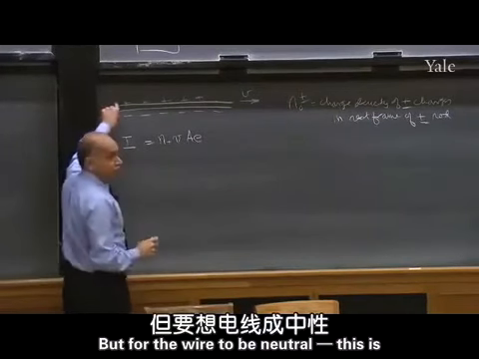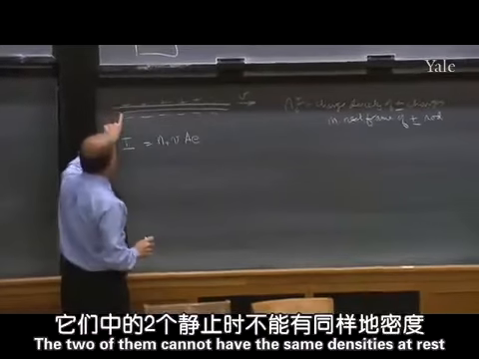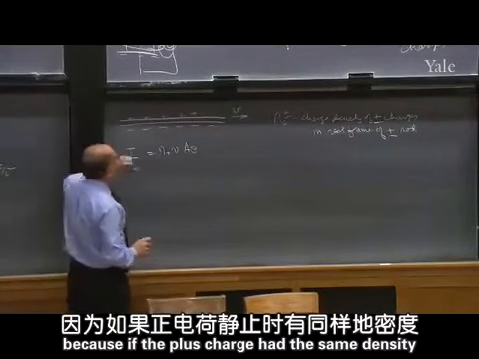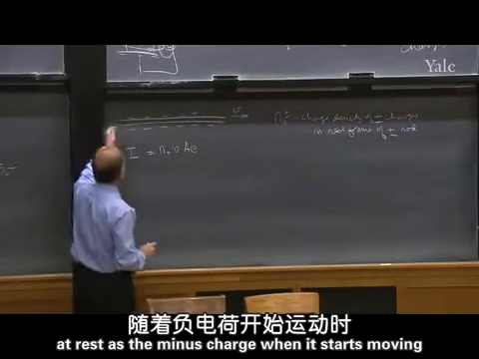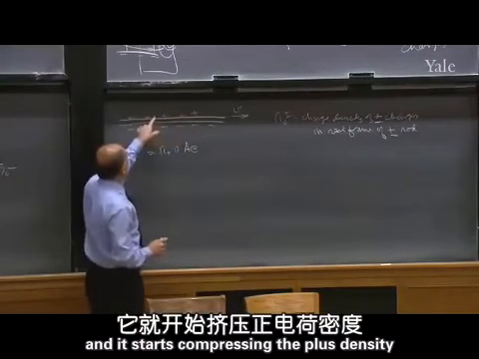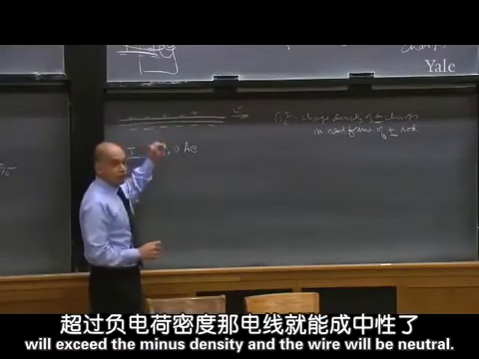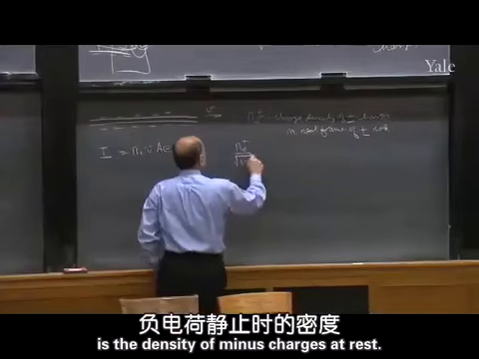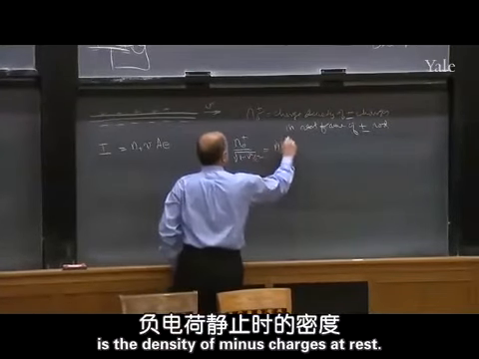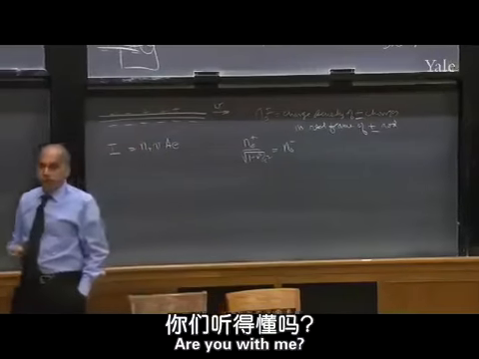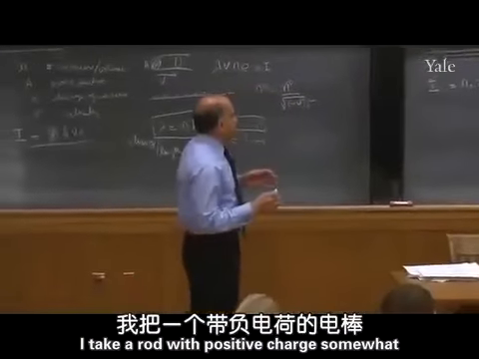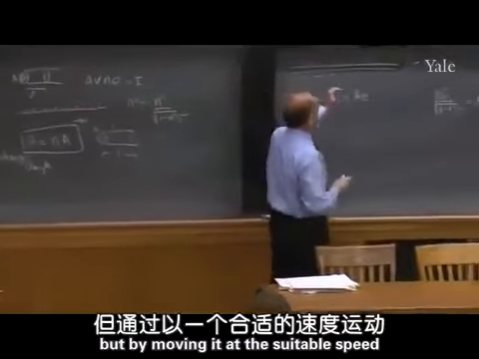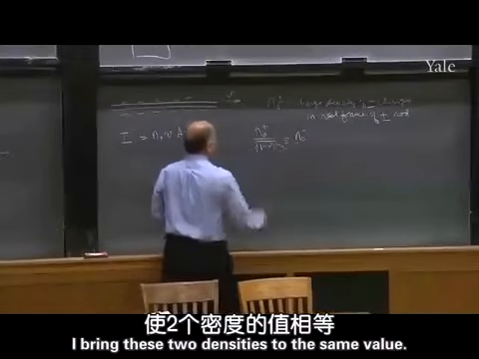But for the wire to be neutral, this is where I want you to follow me closely. The two of them cannot have the same densities at rest. Because if the plus charge has the same density at rest as the minus charge, when it starts moving and compressing, the plus density will exceed the minus density, and the wire will not be neutral. So I cook it up so that n0 plus with this factor is the density of minus charges at rest. Are you with me? I take a rod with positive charge density somewhat less than the density that the negative charges are going to have, but by moving it at a suitable speed, I bring these two densities to the same value.